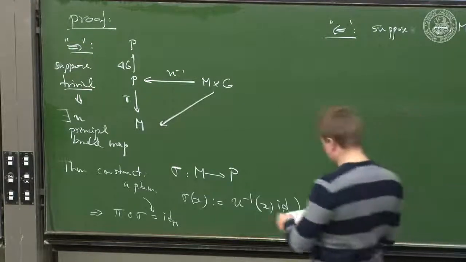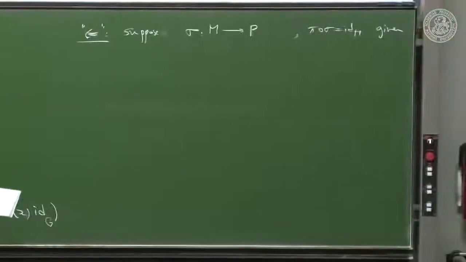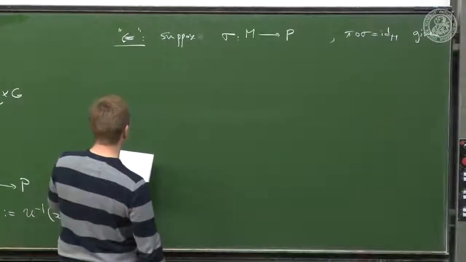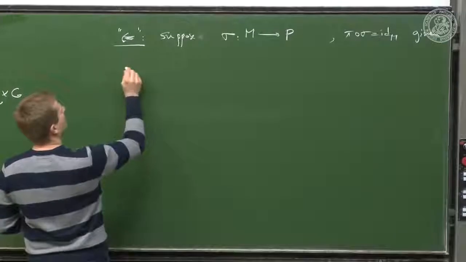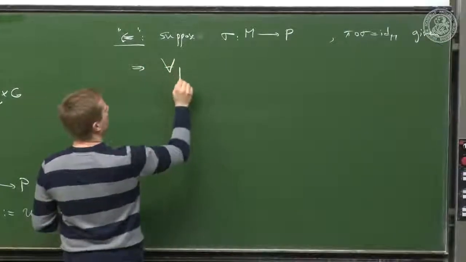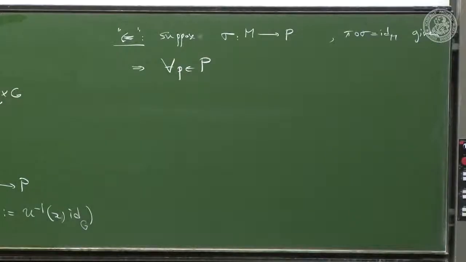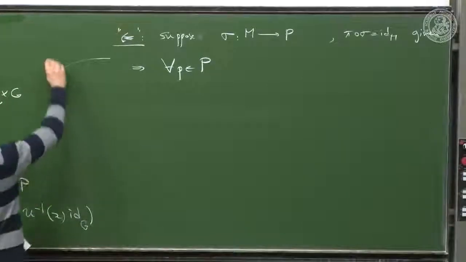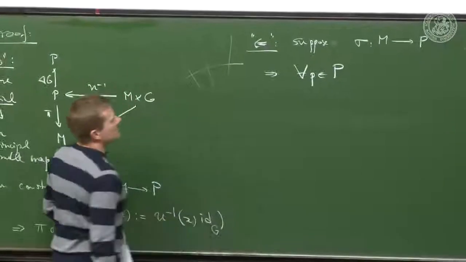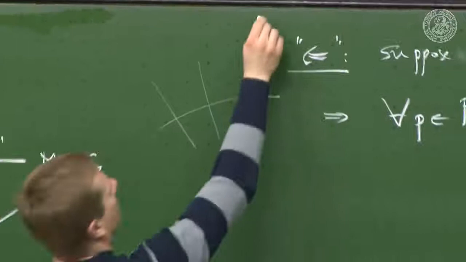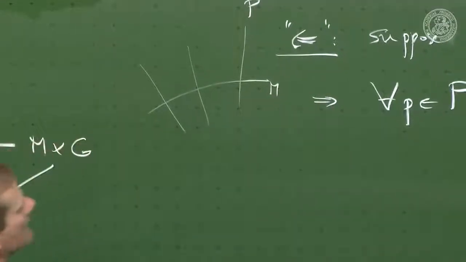Well, so assume we have such a section. Then we need to work a little harder. Then it follows that for any point P that I choose in the bundle, let me draw a little picture. I mean, pictures are always misleading, but maybe. So the idea is you have the bundle, the whole P, this is the base manifold M.